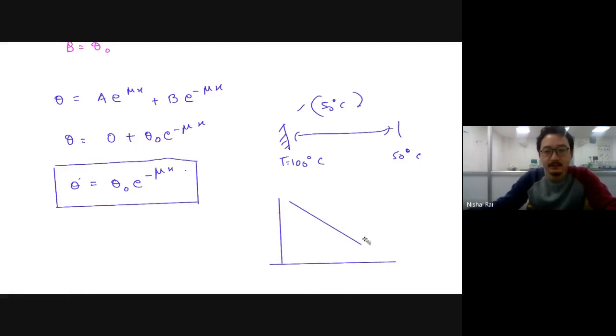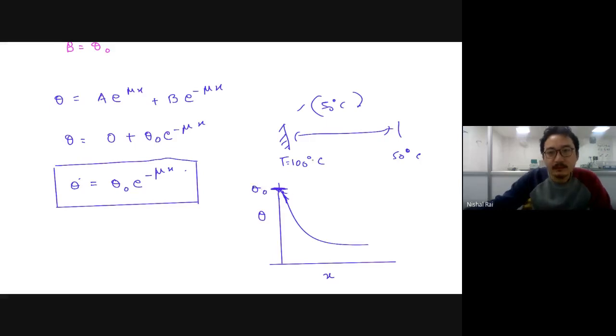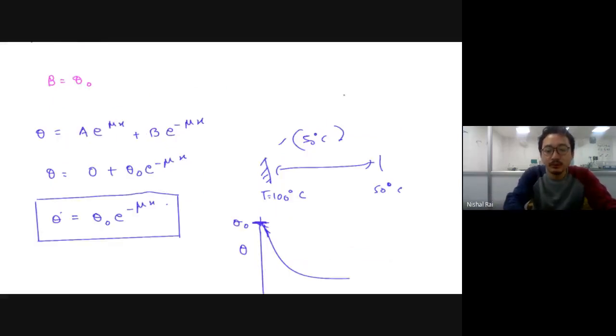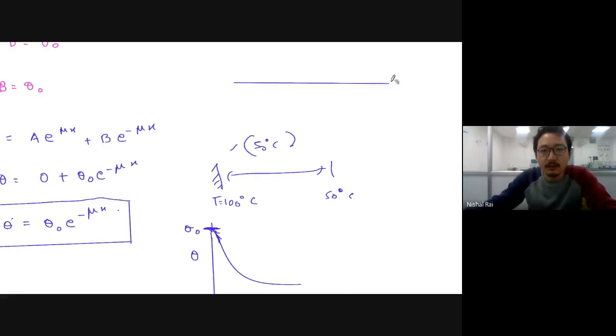Now again you can see this is basically what? Your exponential curve. Again the heat moves in what manner? In the exponential manner. So if you plot temperature, theta versus x, then what you'll get? You'll get this kind of curve, and basically this point will be what? Theta naught. Initially, that was the difference in temperature between the two points when we consider an infinitely long bar.